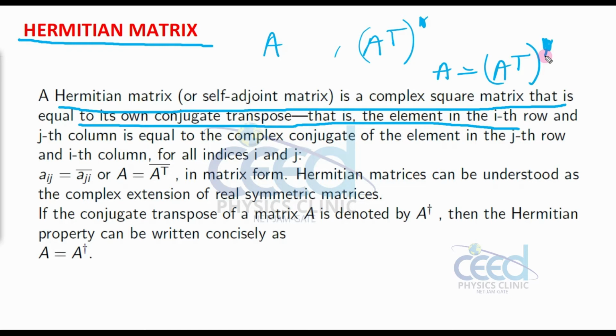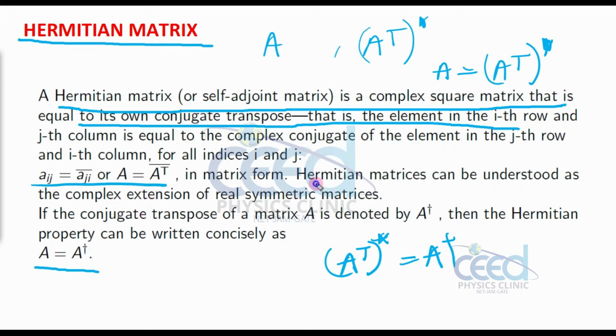So here, more precisely, I can write it like this: A_ij equals the conjugate of A_ji. That means you take the transpose and then the conjugate, which we can represent with a bar. This notation, A transpose whole conjugate, we can simply represent as A dagger. So if a matrix is Hermitian, then A dagger is equal to A. This Hermitian matrix is a square matrix.